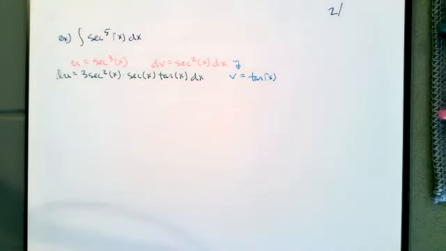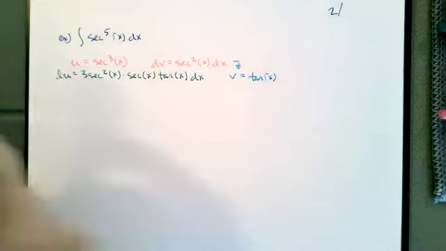This is not the only way we could have set this up. It's just the first thing that I thought of because for dv, I can integrate even powers of secants without tangents. So this is the first thing that occurred to me to do. So let's set this up with parts.